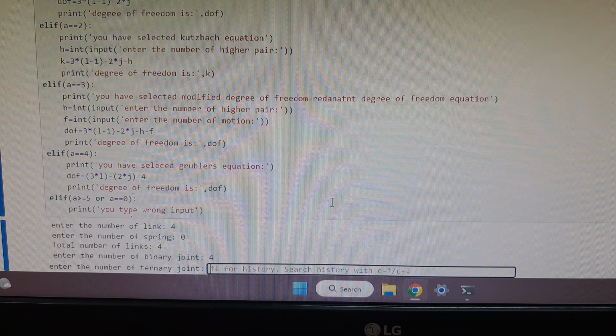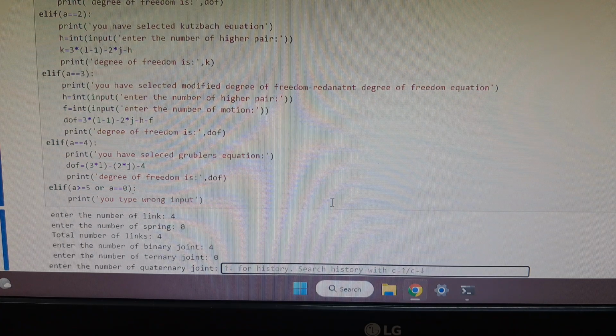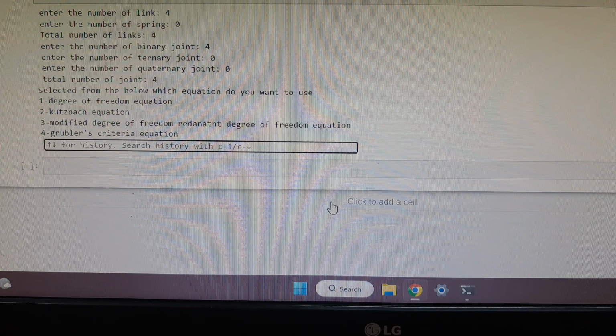Then we need to enter the number of tertiary joints. There are 0 tertiary joints and the number of quaternary joints is also 0. After that we need to select one of the 4 equations, from the options given.